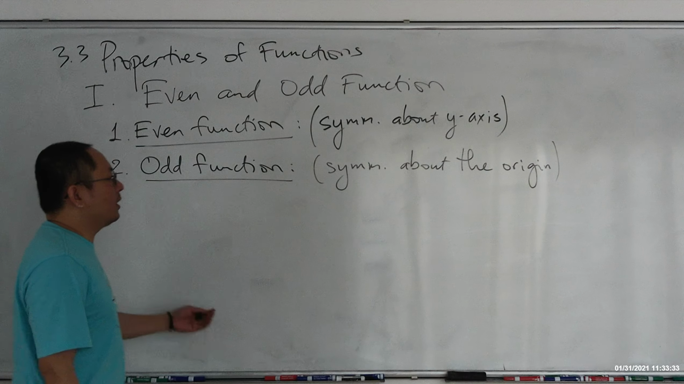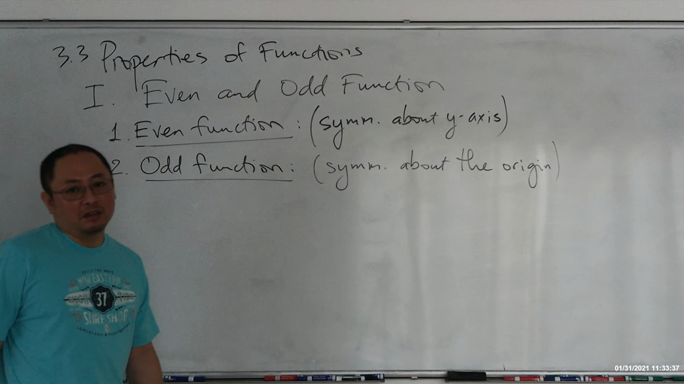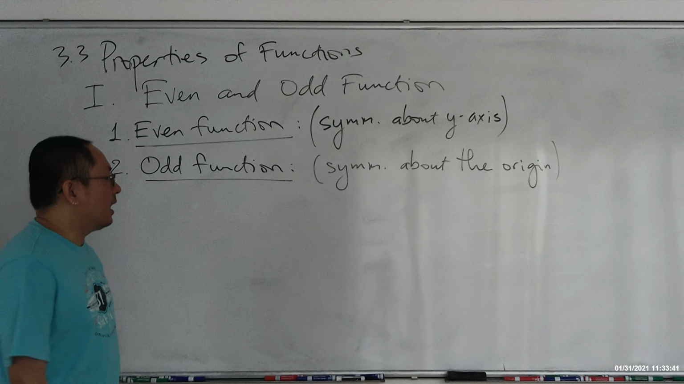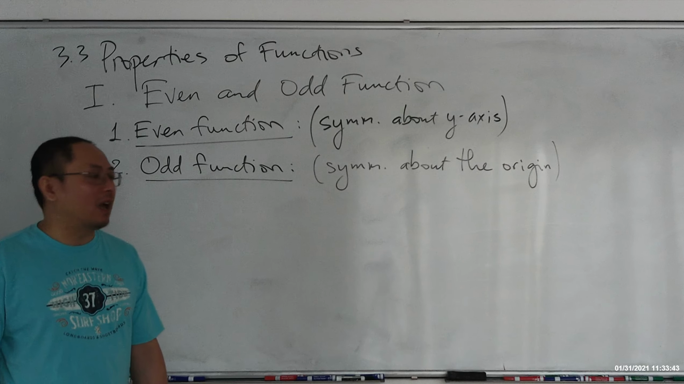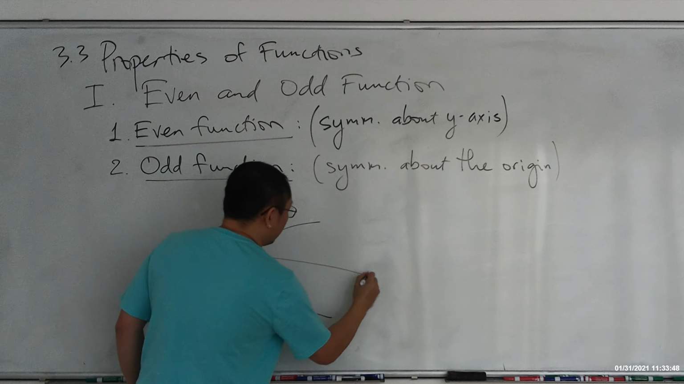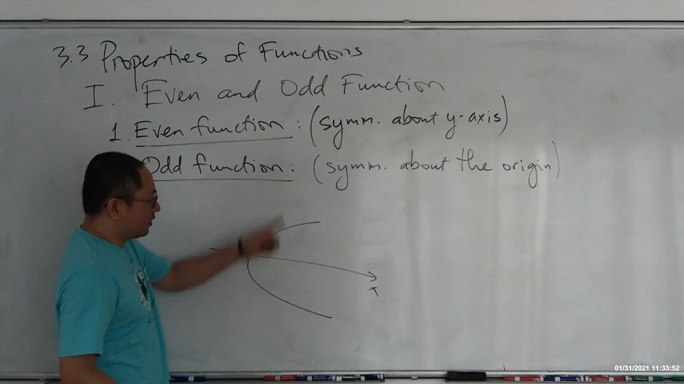You may ask, why don't we talk about symmetry about the x-axis? Because I learned in terms of function, usually, okay? Most of the time, I would say, whenever something symmetrical about the x-axis is not a function. For example, say you have a graph right here. Right? It's symmetrical about the x-axis.